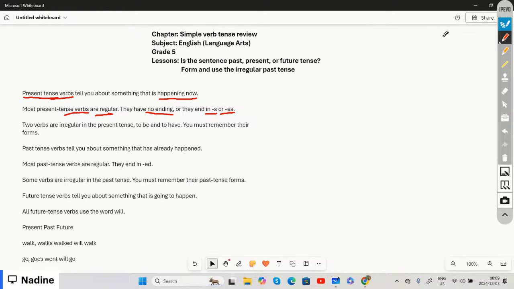And usually, regular verb tenses have a rule that they follow, meaning that you either add an s or you add an es to show the action.